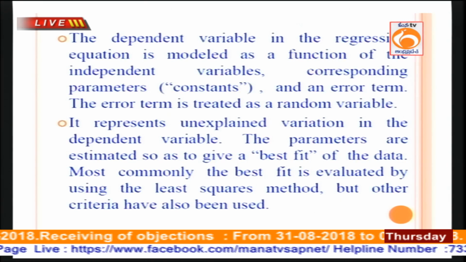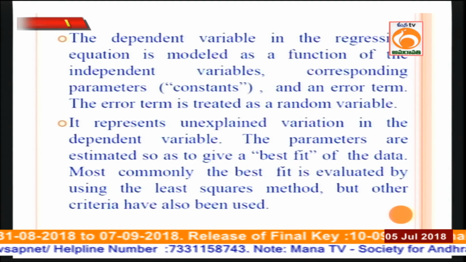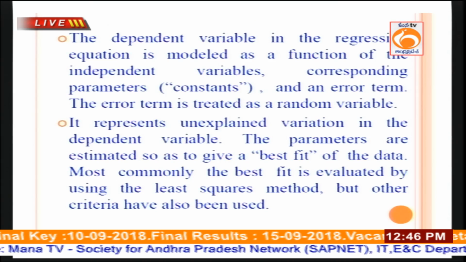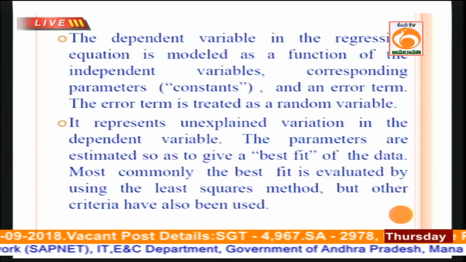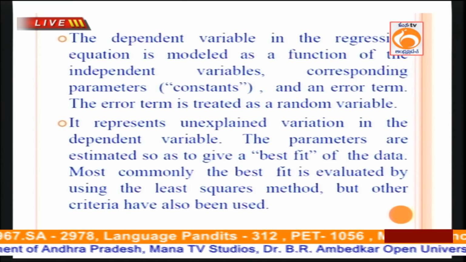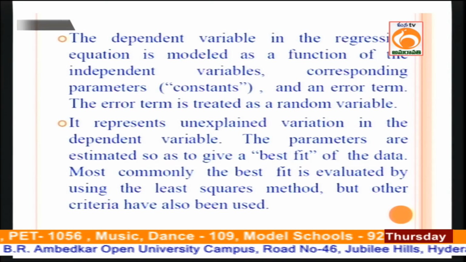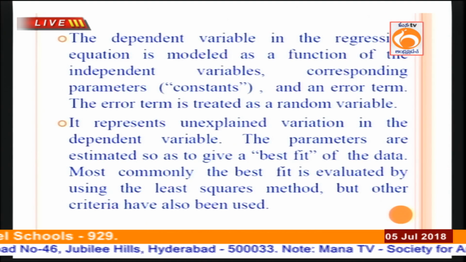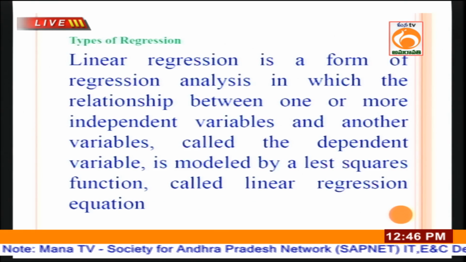The corresponding parameters are one constant and the other an error term. The error term is treated as a random variable. It follows a normal distribution, so remember that point. It represents the unexplained variation in the dependent variable. The parameters are estimated so as to give a best fit of the data. Most commonly, the best fit is evaluated by using the least squares method, but other criteria have also been used. Now, types of regression.